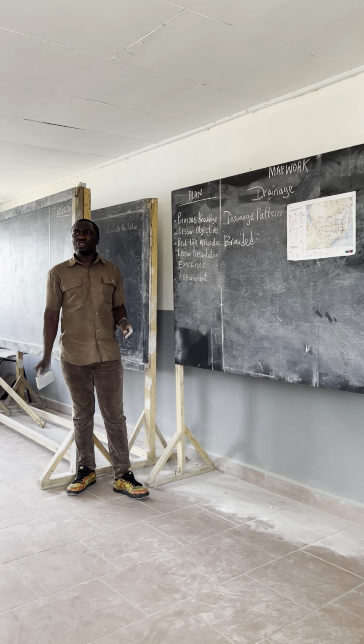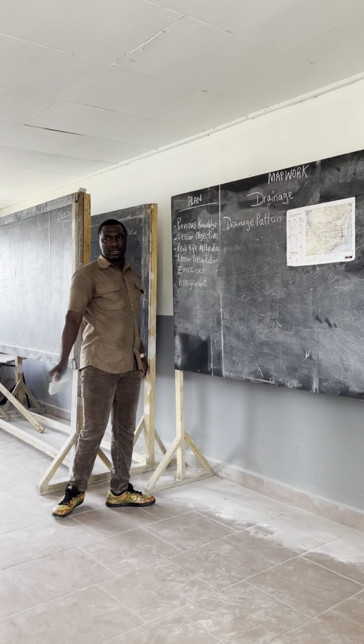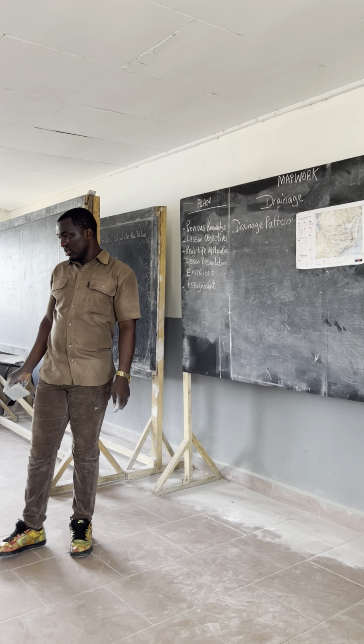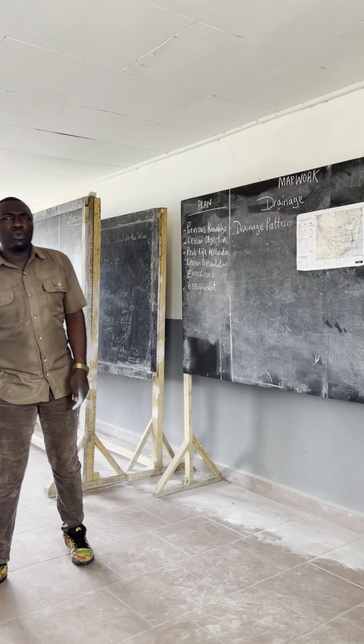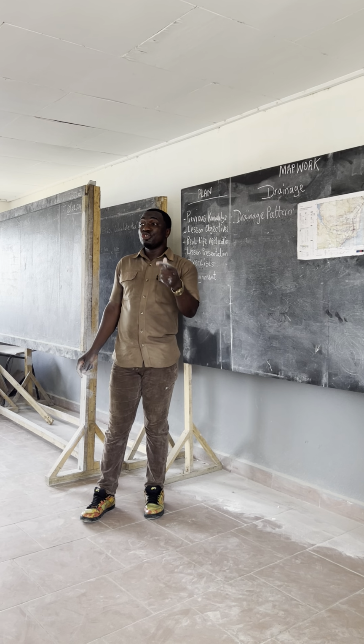Now, the question is, how can we describe the drainage pattern on the map? We have just seen how to describe drainage. Now, how can you describe the drainage pattern?